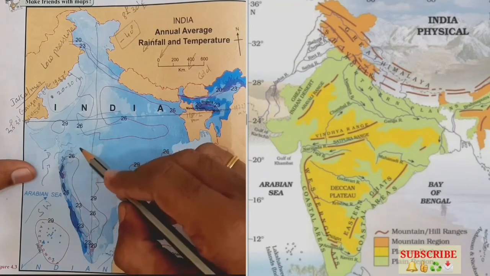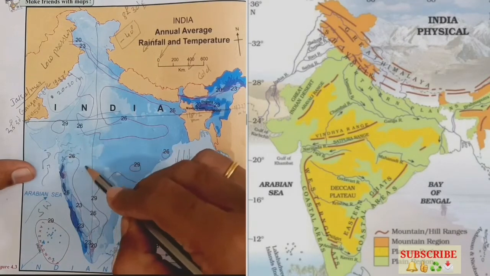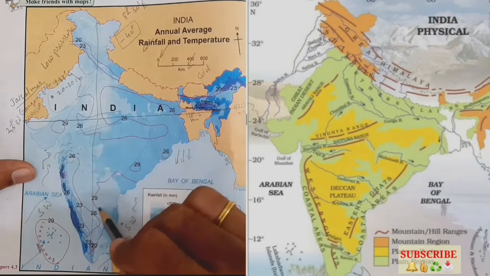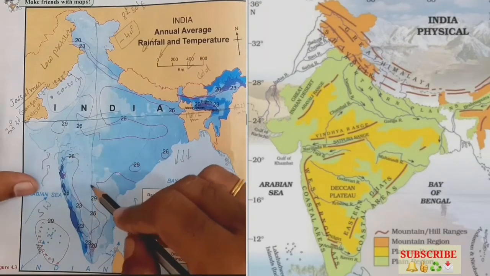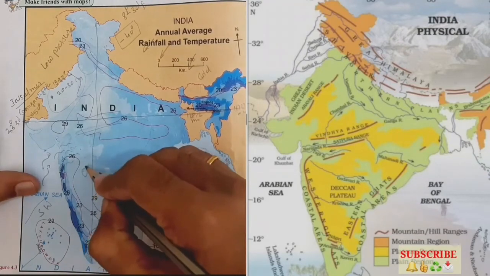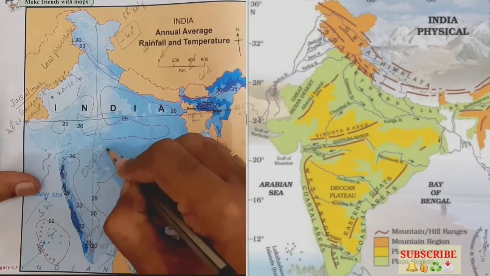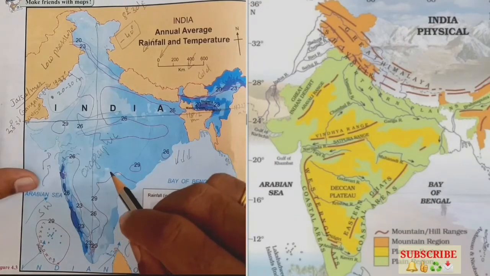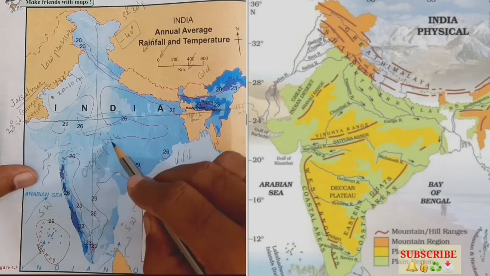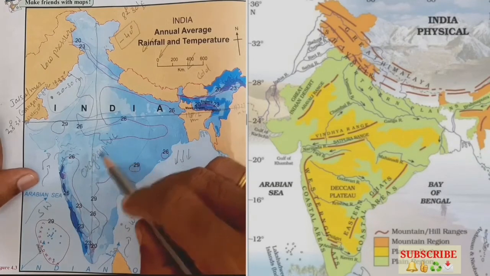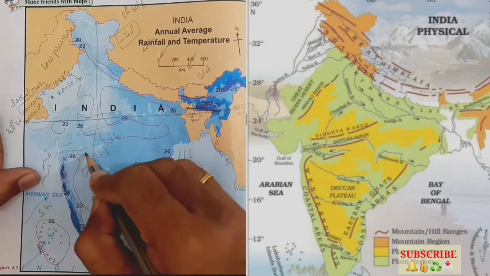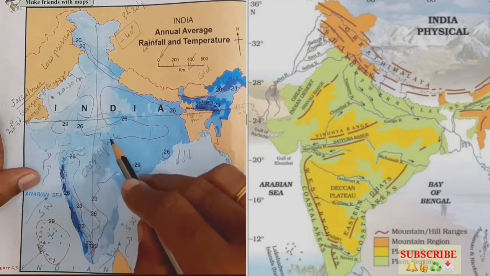Because of the reduction of humidity in the air, this region receives very little rain. So here we receive orographic rainfall. In Brazil also orographic rainfall is found. In the same way, here also orographic rain falls. After crossing the Western Ghats, this is called a leeward area, and here we have a rain shadow region.